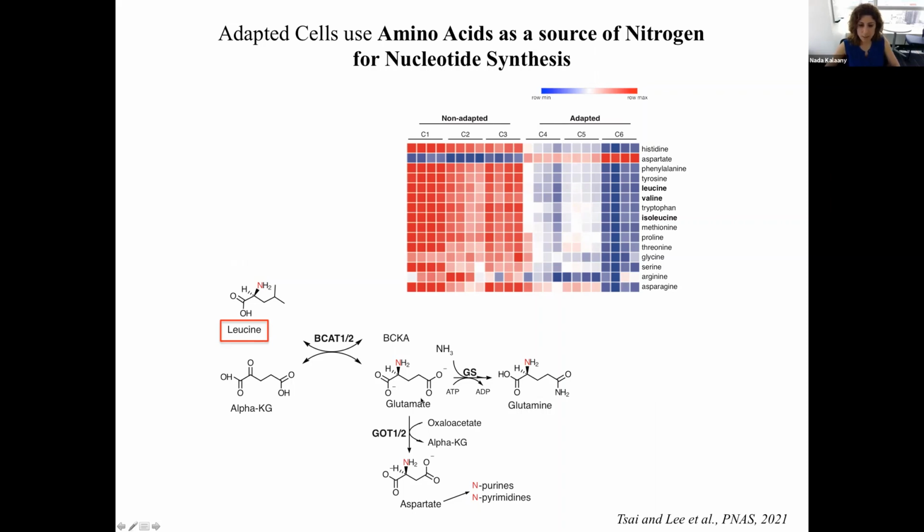And then from glutamate, the aspartate transaminase could transfer the nitrogen into aspartate. And aspartate is needed for purine and pyrimidine synthesis. But also glutamate could serve as a substrate for glutamine synthesis if glutamine synthase is active. And you need the condensation of ammonia with glutamate to generate glutamine.